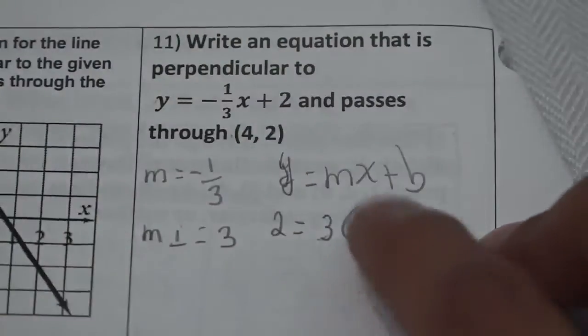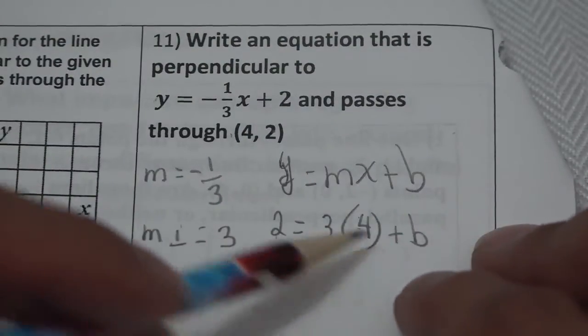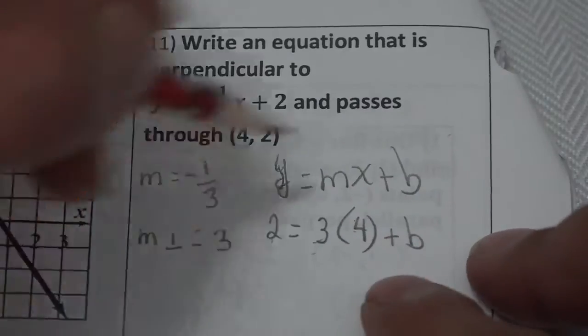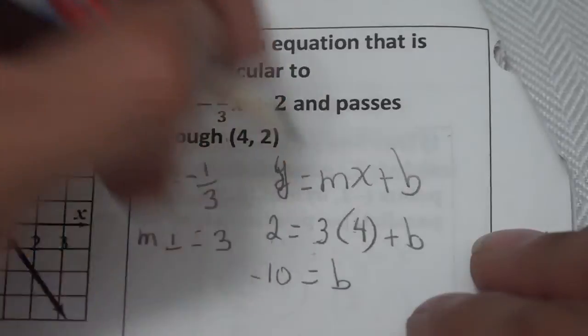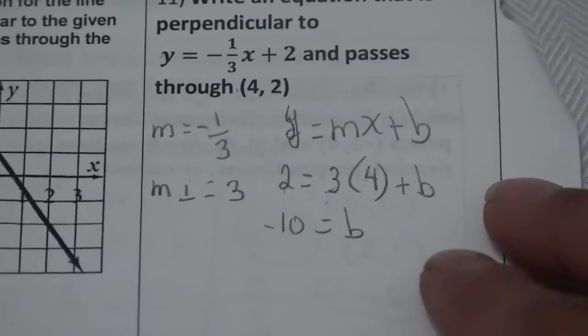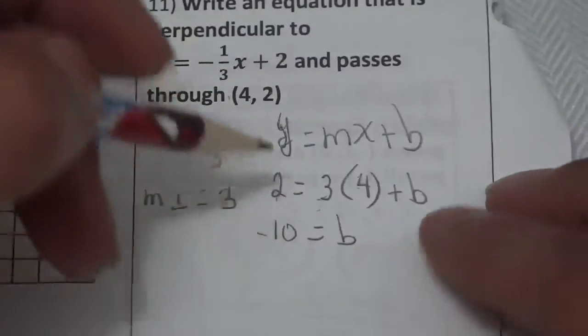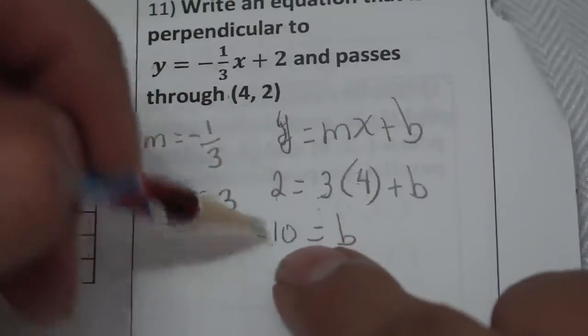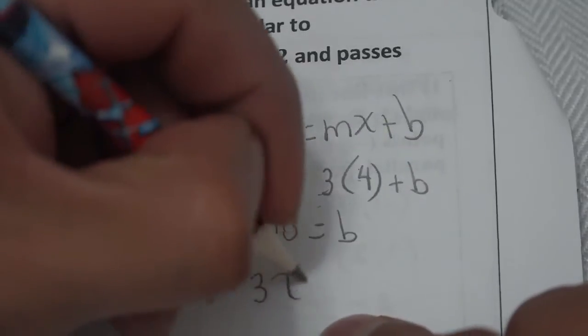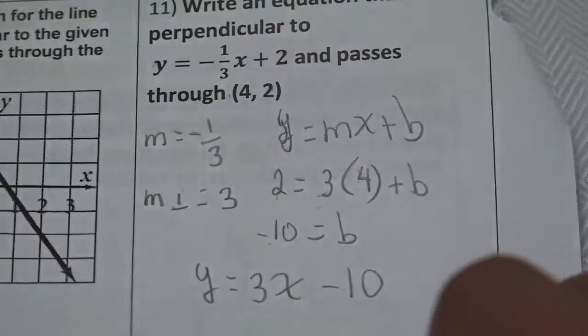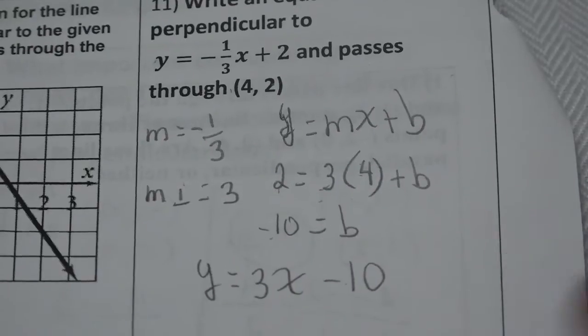3 times 4 is 12. So I have 2 equals 12 plus b. So I'm going to subtract 12 from both sides. So 2 minus 12 is negative 10. If you don't understand it like that, then do the whole process. Subtract 12 from both sides and so on. So I got the y-intercept and I got the slope, and y equals 3x minus 10. That's your equation, and I did it. Perpendicular.